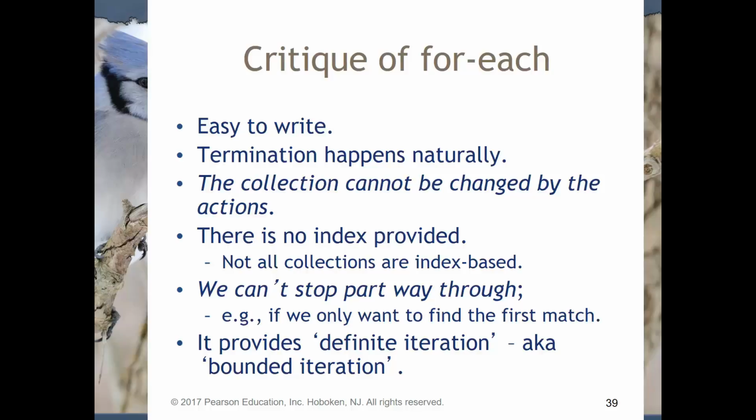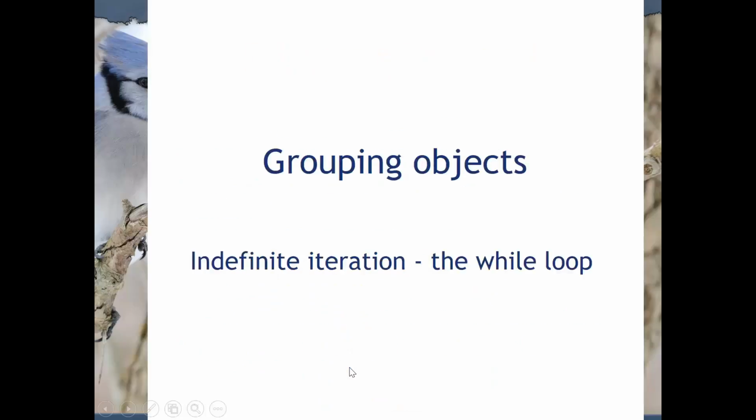Some issues or things to think about with the for each: it's easy to write. Termination happens naturally. The collection cannot be changed by the actions. Okay? There is no index provided, so in other words, in a normal for loop you would have an index or a counter. In this case, you don't. You can't stop partway through. We're going to go with that for now. There are ways to interrupt that. It provides definite iteration, aka bounded iteration. In other words, it's going to go through everything.